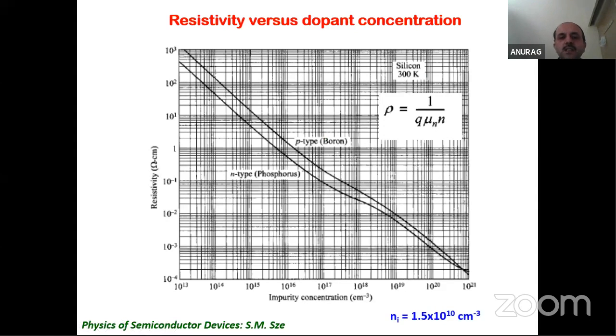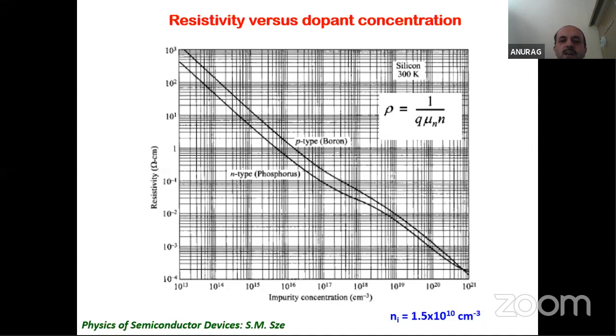So this is not just a theoretical graph. This is an experimental graph taken from SMZ's book for silicon at 300 Kelvin, and the same formula, rho is equal to 1/(q mu n). What you see here is the resistivity of semiconductors. It spans many orders of magnitude for the same sample, the same silicon, by doping.